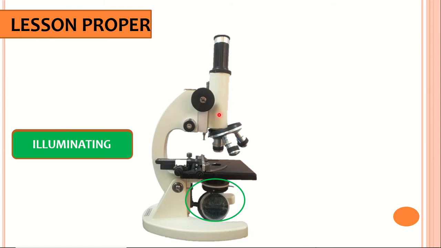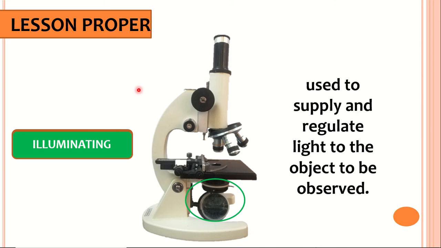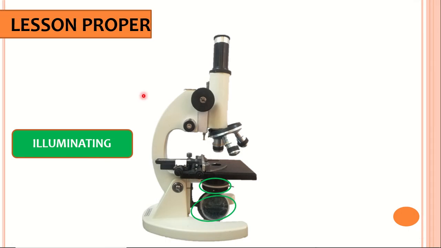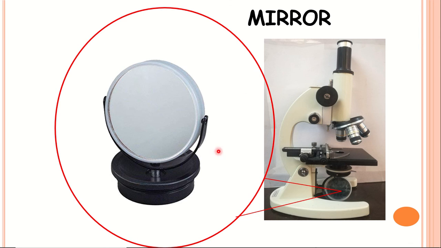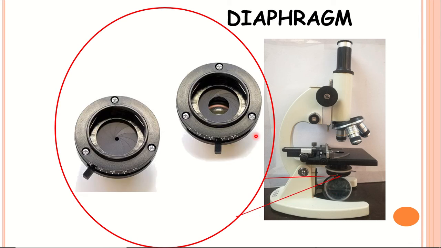Let's move on to the next major part of the microscope, which is the illuminating part. Illuminating parts are used to supply and regulate light to the object to be observed. And it is composed of two specific parts, the diaphragm and the mirror. So this is an example of the mirror, and this is an example of diaphragm.